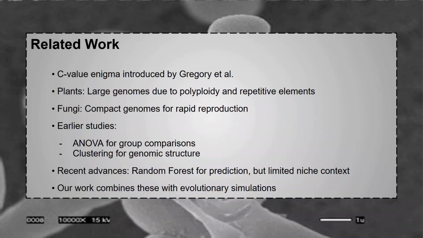Earlier studies used ANOVA to compare genome size across groups and clustering to explore structure in genomic data. More recently, machine learning techniques like random forest have been used for genome size prediction, but not often in the context of environmental niche. Our work builds on these methods and goes further by combining them with evolutionary simulations.